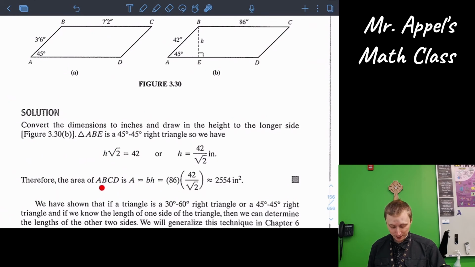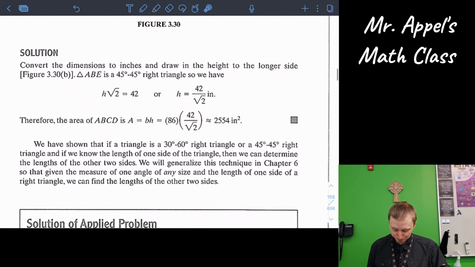And therefore the area of ABCD is base times height. So we'll take that base, 86 inches, times height, which is 42 over root 2. Again, does this number have to make sense yet? No, I wasn't asked to find the height. Just use it as is, simplify only at the very end, and round only at the very end to get a total area of approximately 2,554 inches squared.